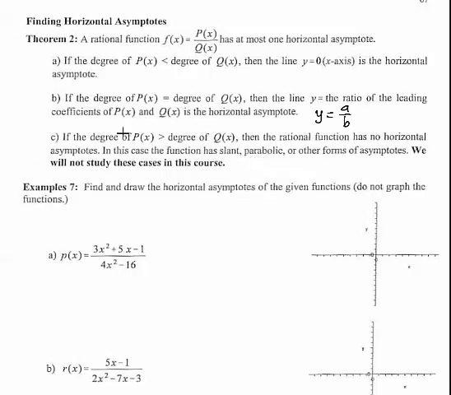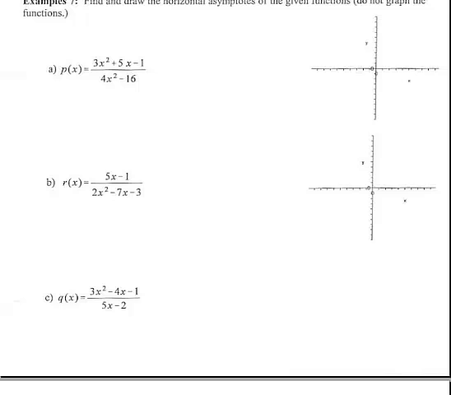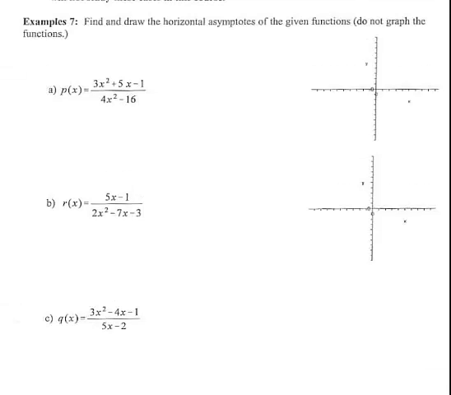And then the last situation: if the degree on the top is bigger than the degree on the bottom, we have no horizontal asymptotes. In this case, it is slant, parabolic, or some other type. And we're not going to consider the situation described in C. So college algebra isn't completely evil. They cut us a break there.